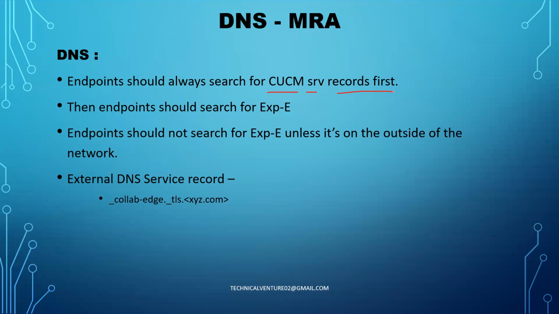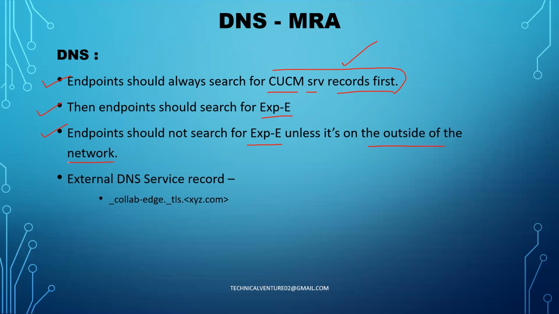So you need to add these SRV records on the DNS, and there you will mention the Expressway Edge IP. If you are configuring on the public DNS, it would be the Expressway Edge IP. If you are configuring it on the private DNS, then it would go to the CUCM. Endpoints should always search for CUCM SRV records first. Then the endpoint should search for the Expressway Edge, because in the SRV records you will find the Expressway Edge server IP or the host name. The endpoint should not search for Expressway Edge unless it's outside of the network.